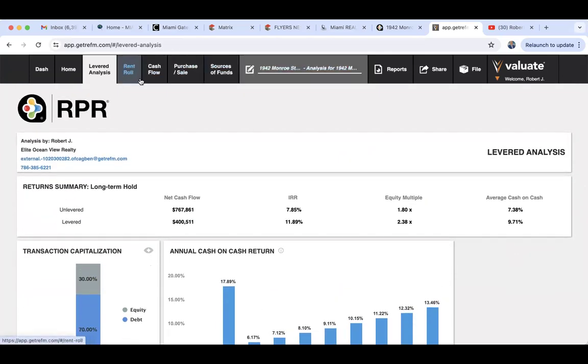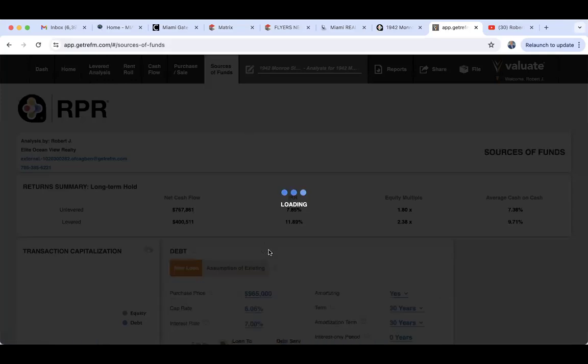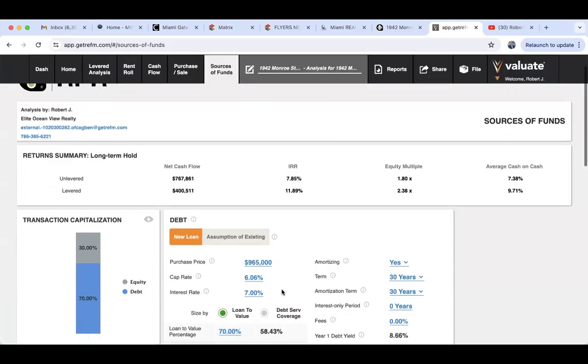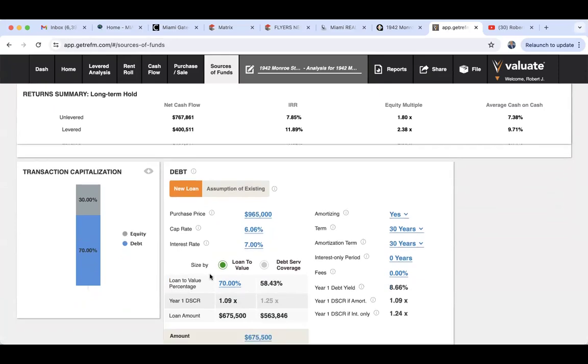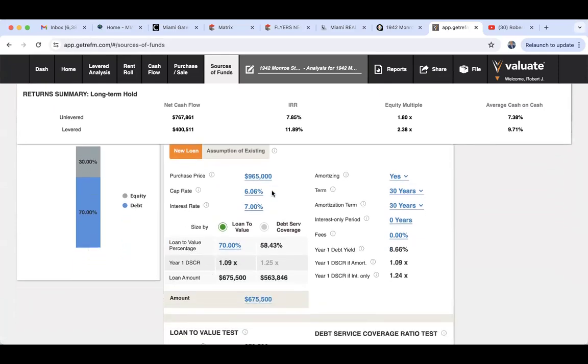All right. You can go to rent roll. Rent roll requires you to break down the rent of each unit per month, and that's going to be a little bit more work. You can go to sources of funds and you can play around with the interest rate. You can play around with the amount of financing. Currently, you stand at a 6% cap rate, which is very healthy. All right. So I didn't have to look too far to find me a fourplex that works.